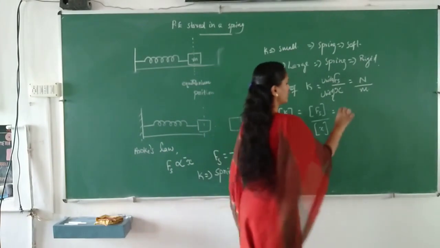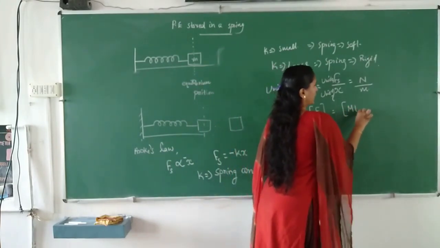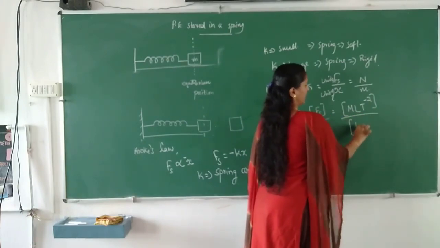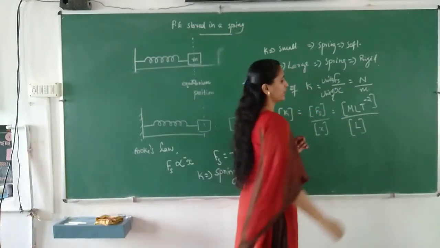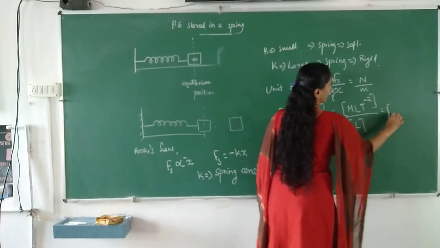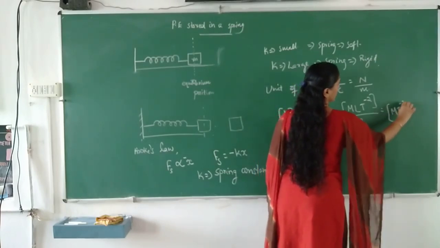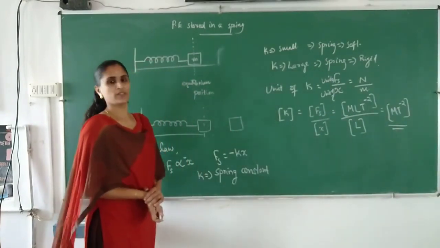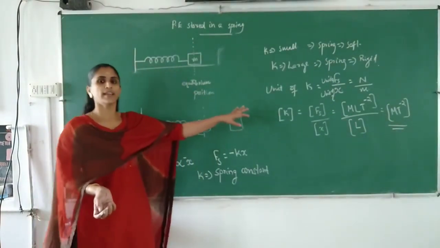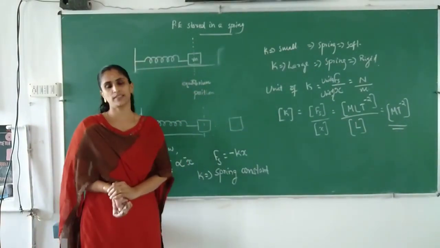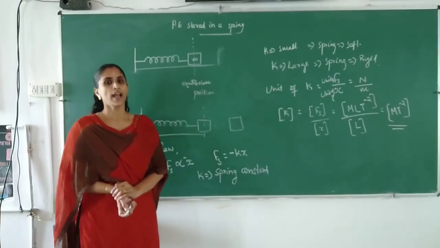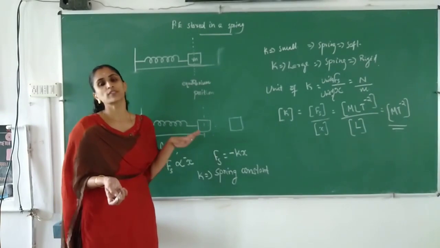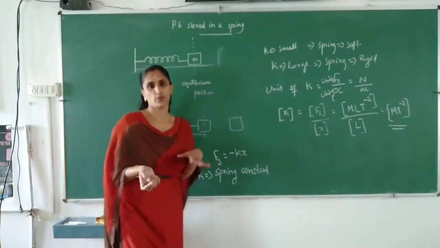Fs has the dimension M L T raised to minus 2, divided by L. What will you get? We get M T raised to minus 2. Okay, so this is the expression for the unit and dimension of the spring constant. Is it clear? Now we can check whether this spring force is a conservative force or not.